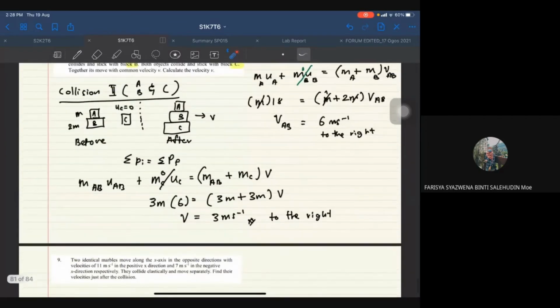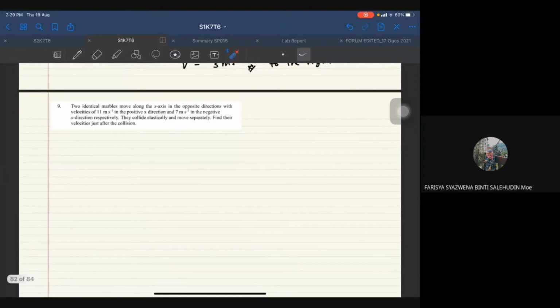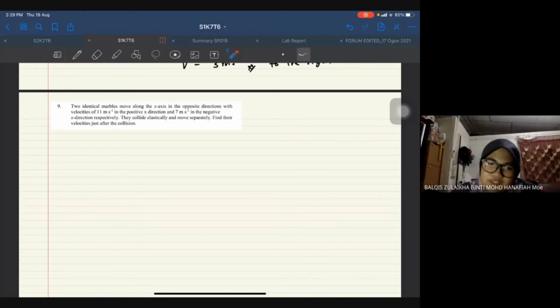Okay, any more question? Good question. Ada soalan lagi? Okay, good. Very good. Tak ada eh? Okay, kalau tak ada, we're moving on to the next one, which is question number 9. 9 dapat ke tak? Yang ni saya tak dapat. Tak dapat ya? Okay.